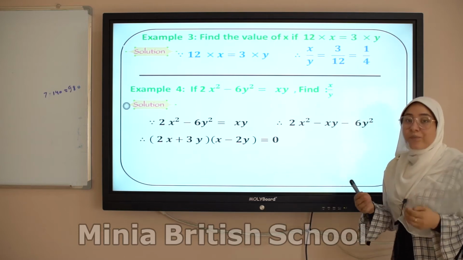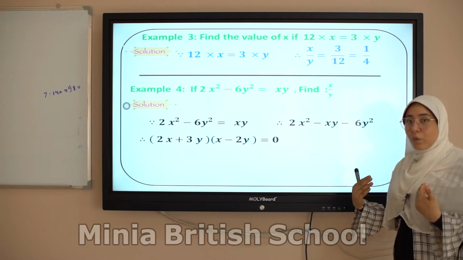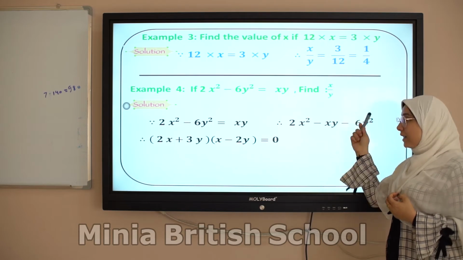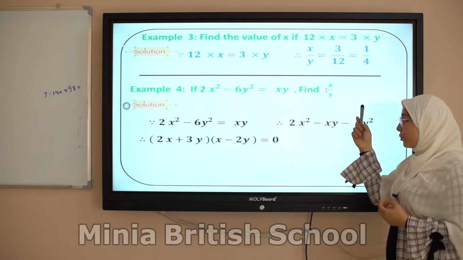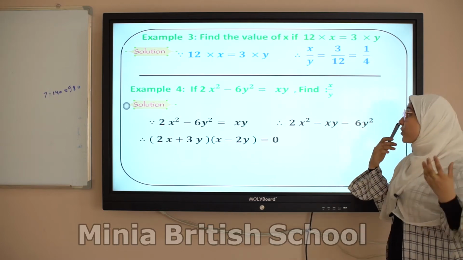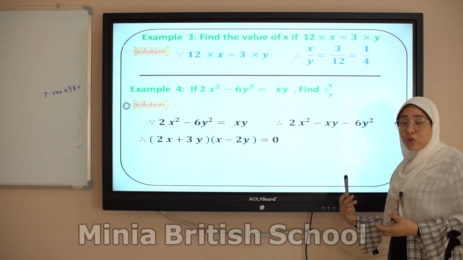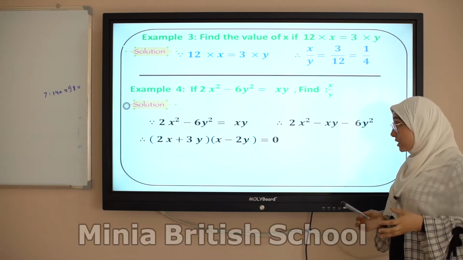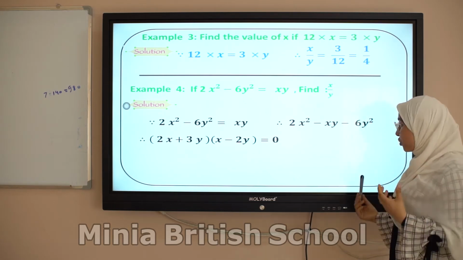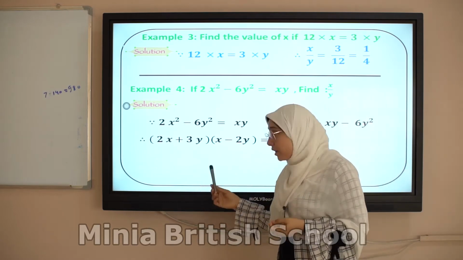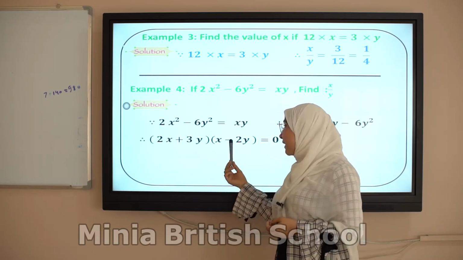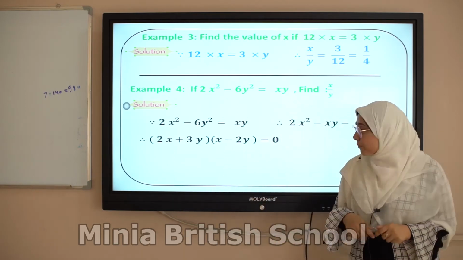We know something. In grade 8, we studied this expression. It's called a trinomial algebraic expression. And also we have studied how we factorize a trinomial algebraic expression. So, we can factorize it like this, okay? By two brackets here: 2x plus 3y and x minus 2y, okay?